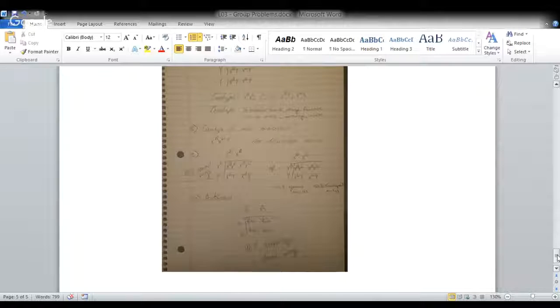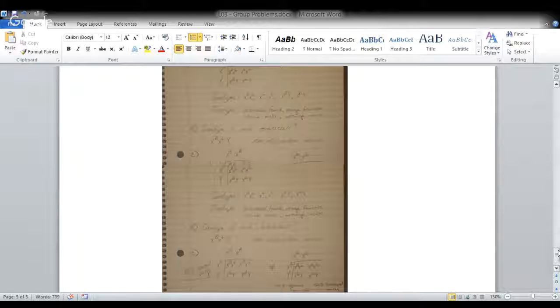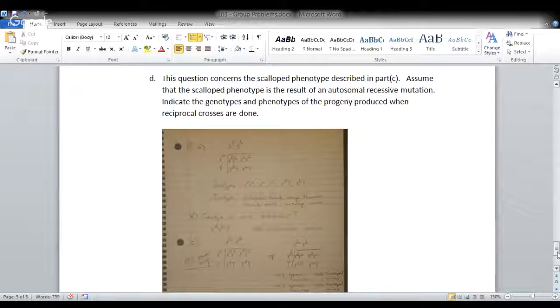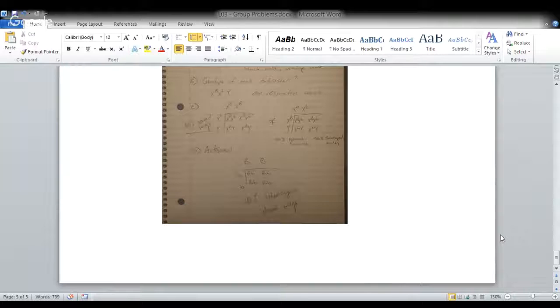And then D, it's asking for autosomal, so we don't have to do the sex chromosomes. It wants you to indicate the genotypes and phenotypes of the progeny produced when the reciprocal crosses are done. So either way, you're going to get a 1 to 2 to 1 ratio because you're going to have all heterozygous offspring. Whether it's the dominant male or recessive, it doesn't matter. They'll flip. It'll still be 100% heterozygous, and so they're all going to have normal wings. So that's kind of how we did it, at least. I hope that made sense. All right, thanks.